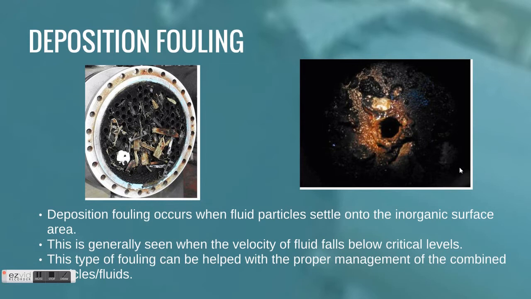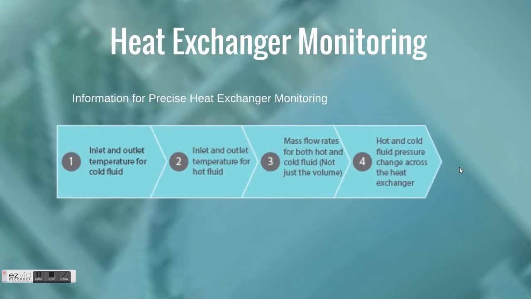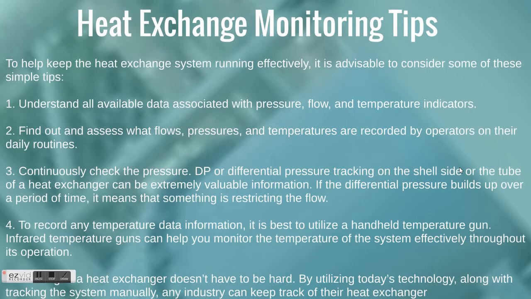Deposition fouling. It occurs when fluid particles settle onto the inorganic surface area. This is generally seen when the velocity of fluid falls below critical levels. Heat exchanger monitoring: 1. Inlet and outlet temperature for cold fluid. 2. Inlet and outlet temperature for hot fluid. 3. Mass flow rates for both cold and hot fluid. 4. Hot and cold fluid pressure change across the heat exchanger.